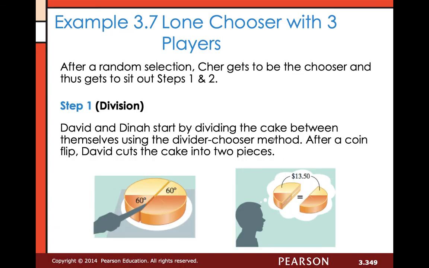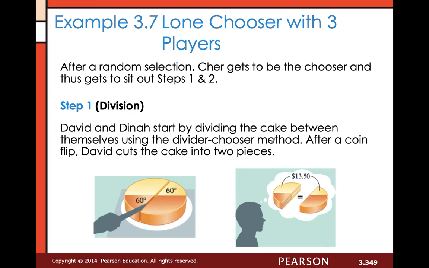So at the beginning, after random selection, Cher gets to be the chooser. Yeah, totally random, right? And thus gets to sit out steps 1 and 2. Step 1 is the original divider chooser. So David and Dinah start by dividing the cake between themselves using divider chooser. After a coin flip, David cuts the cake into 2 pieces. And again, remember, David doesn't care. His is split 50-50, so it didn't matter to him how it got sliced.